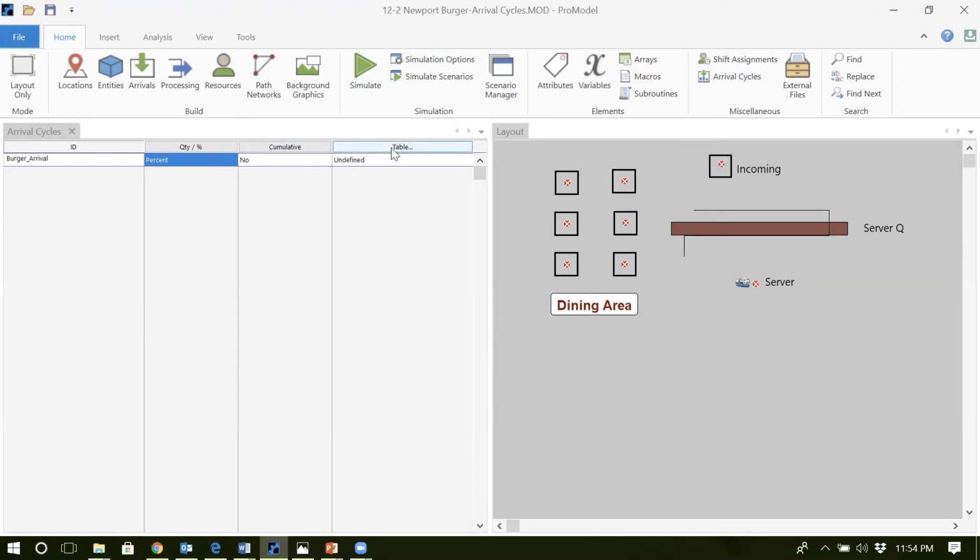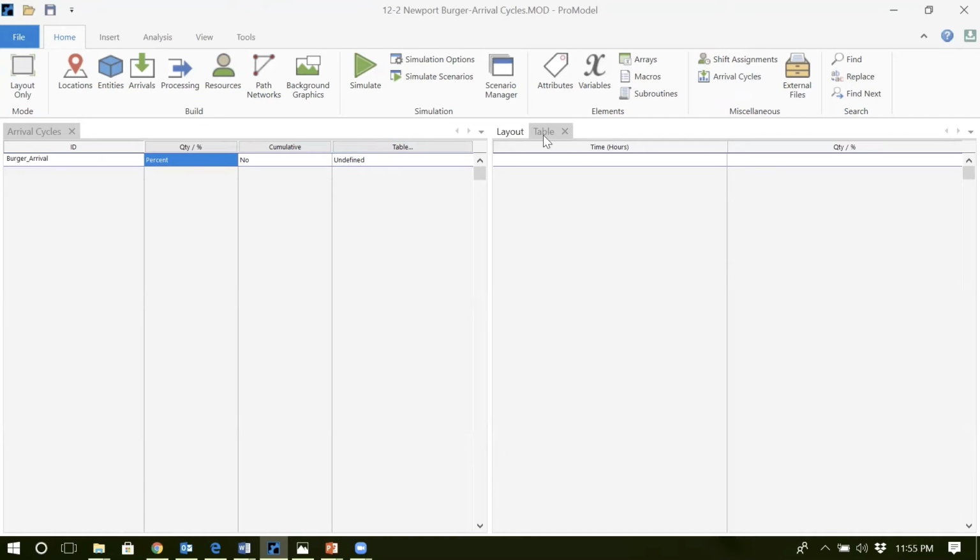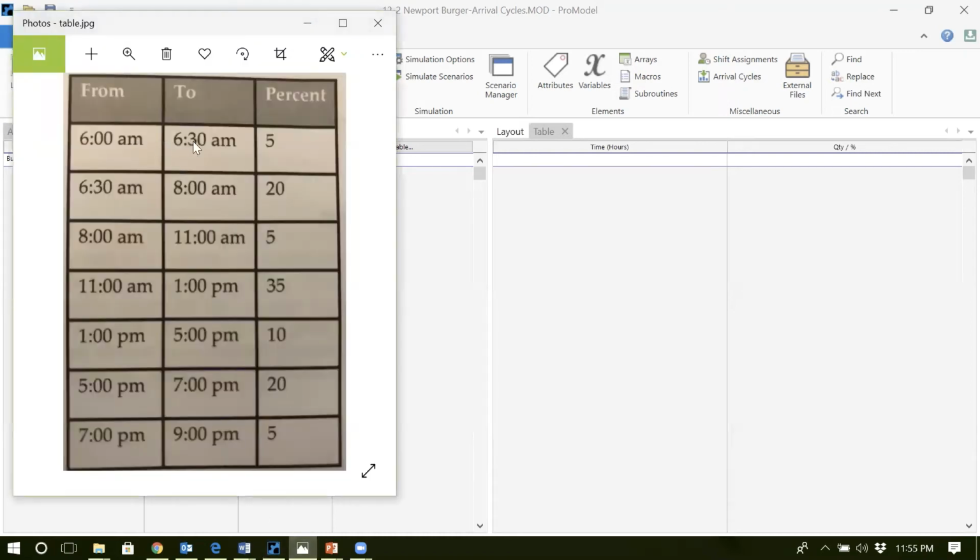For the table, I'm going to double click on the table, and then this tab is going to open. This is the place where I can enter the information related to that table, where I know what percentage of people come in which time interval of the day. So what I have here is that in the first half an hour of the simulation, 5% are coming. And then in the next hour and a half, 20% are coming. So this is from time 0 in the simulation till time 0.5, and then from time 0.5 till time 2.